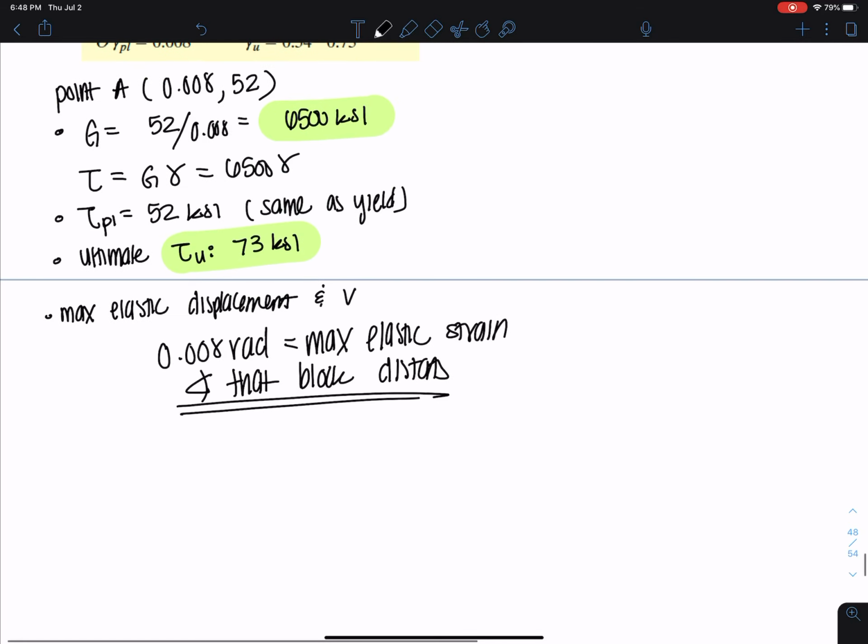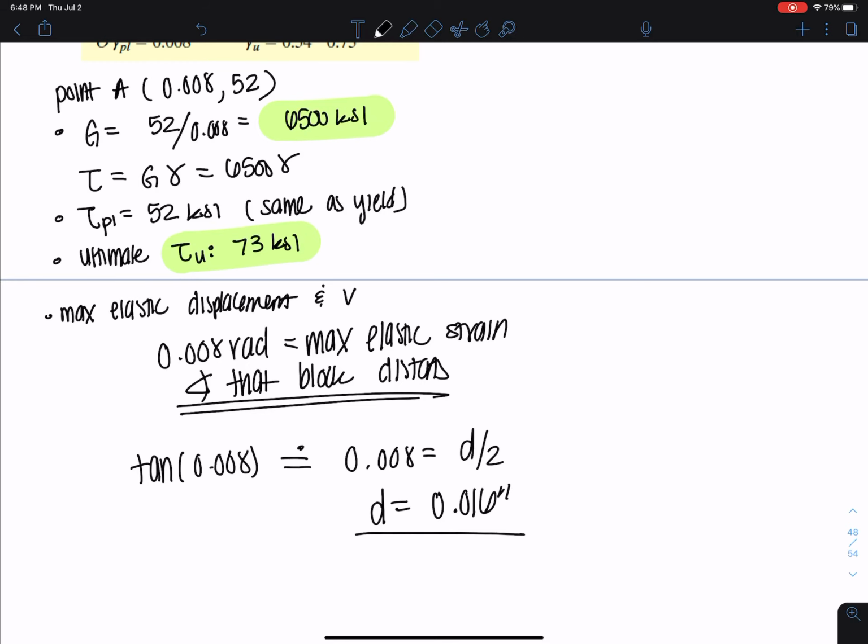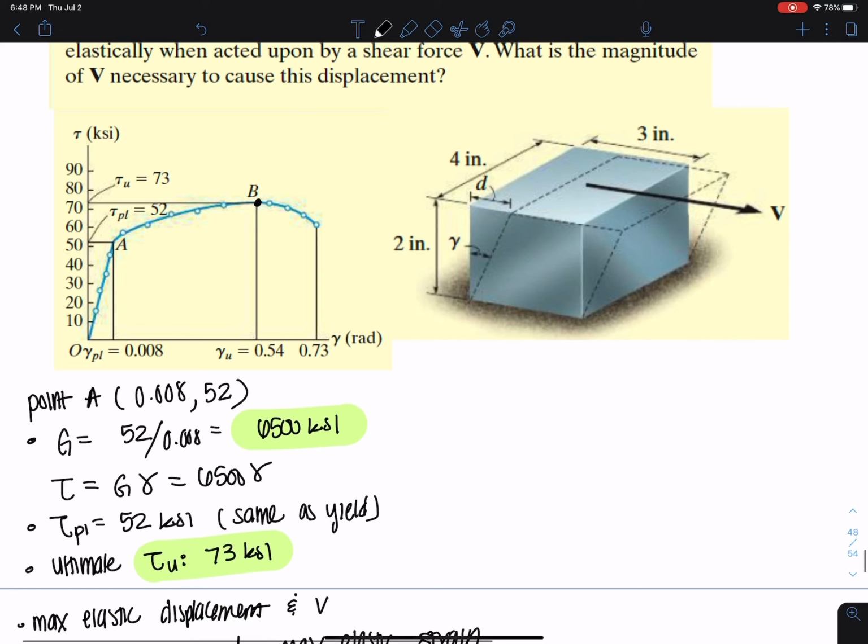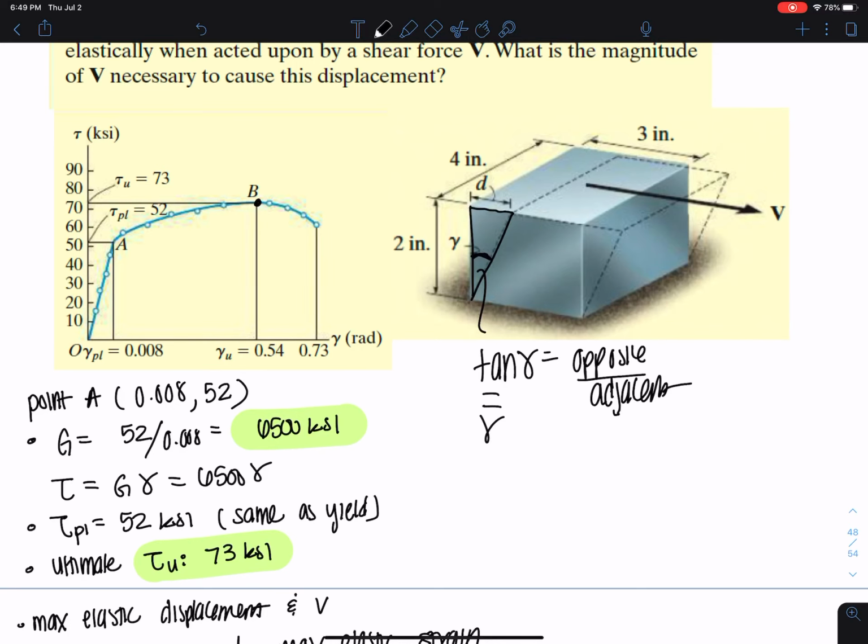And here, again, since we're dealing with small displacements, we can say that tangent of 0.008 is really just approximately 0.008, so I'm not going to do tangent. Then I can get the distance that the block moves by equating it to d over 2, and I get this d value. I'm just using this triangle: if this is gamma, opposite over adjacent, but really I'm saying this is just equal to gamma, so that's how we got this.